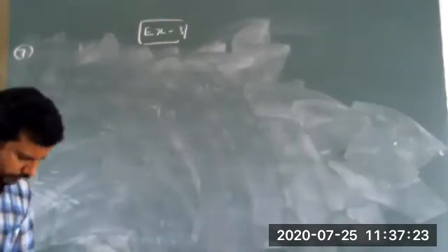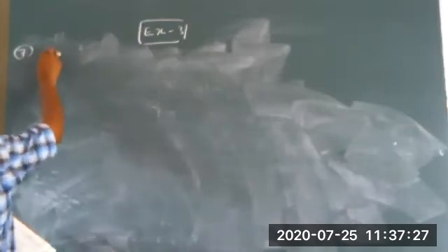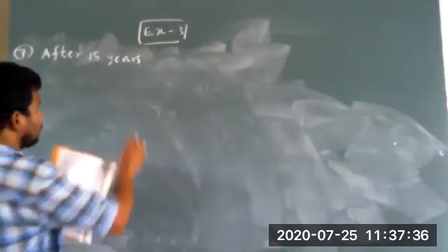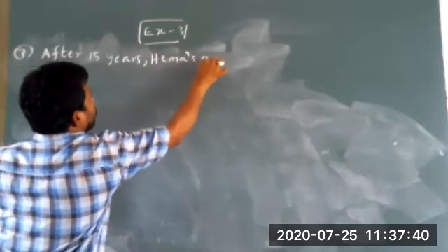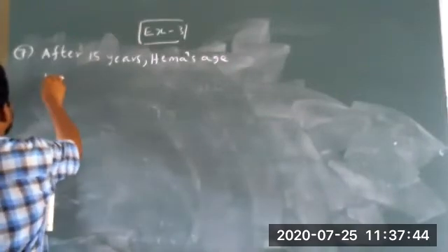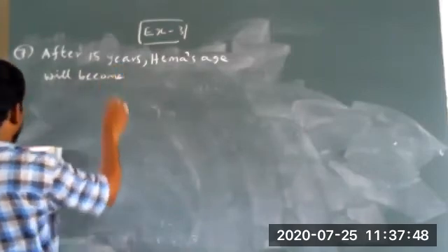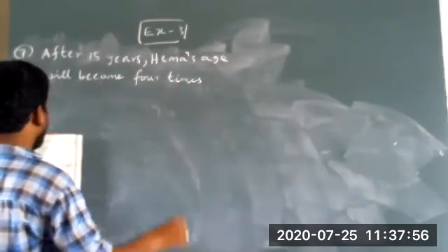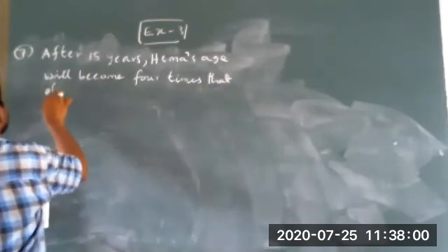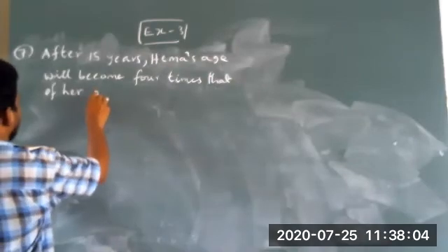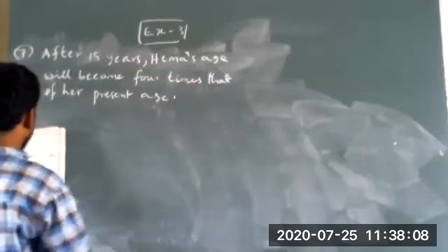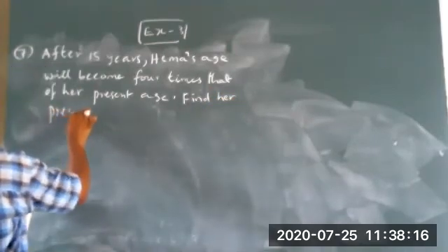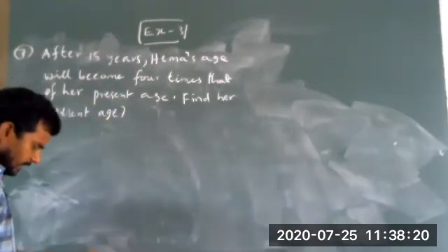Seventh problem. After 15 years, Hama's age will become 4 times that of her present age. Find her present age.